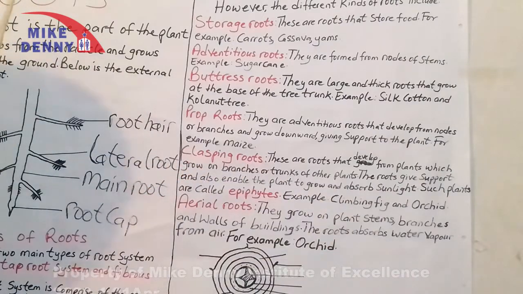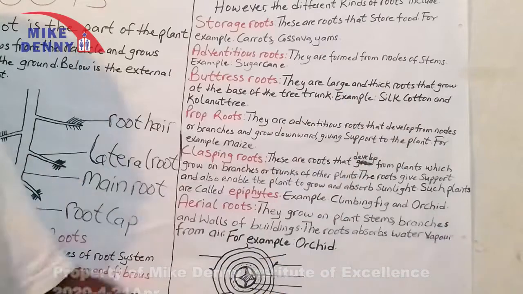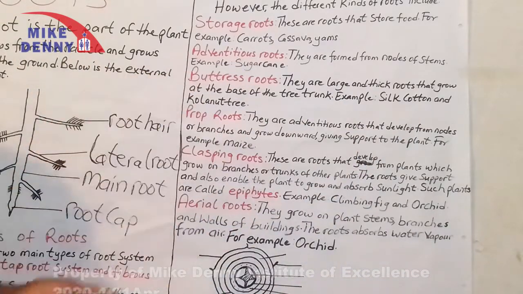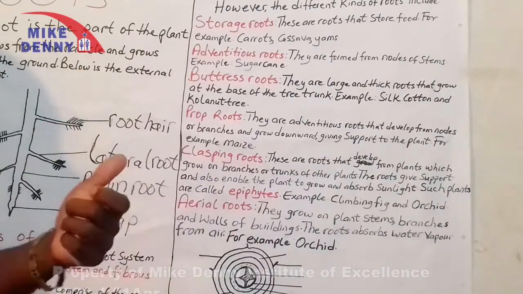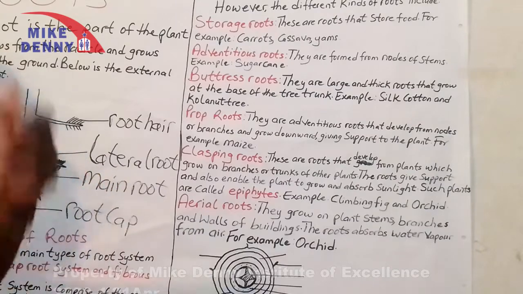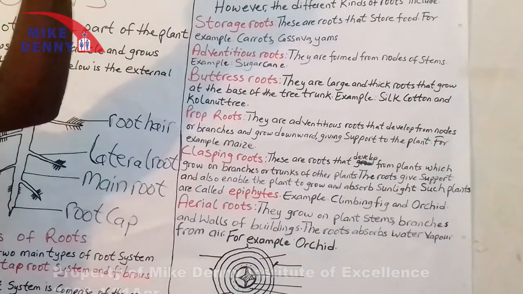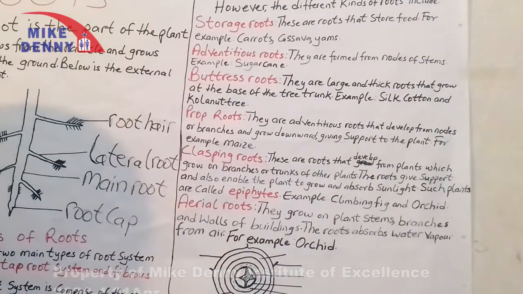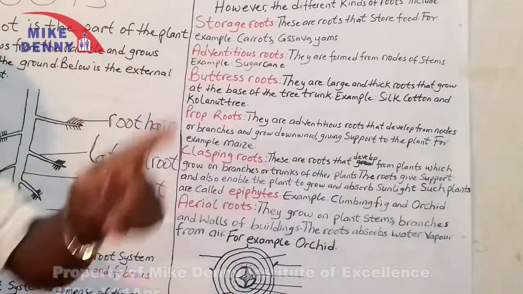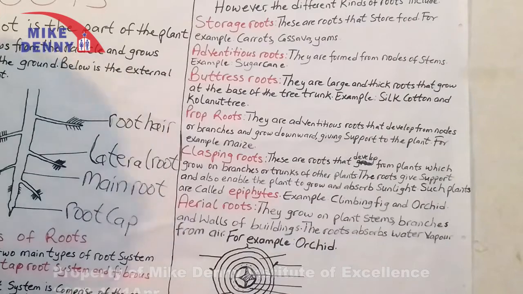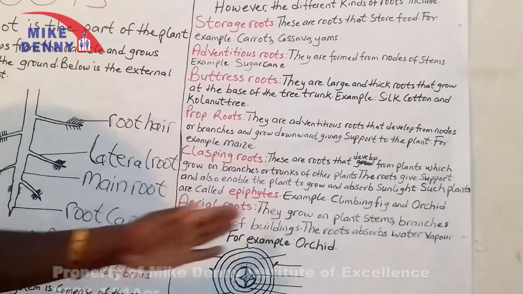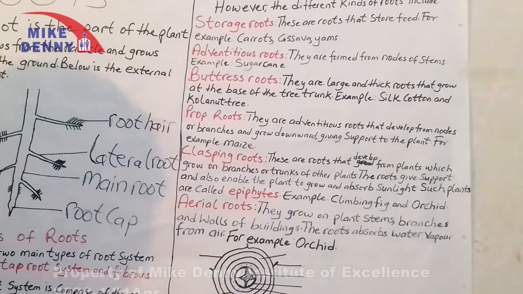Grasping roots. We say these are roots that develop from branches, develop from tree trunks. And these roots, when they grow out from these parts, they produce a plant that tends to grow on branches or on stems of other plants. And that's why we say such plants are called epiphytes. They are called what? Epiphytes. It means plants that grow on other plants. When they are growing, those plants always tend to move towards the surface in search of sunlight. We are talking examples here of climbing fig and orchid.